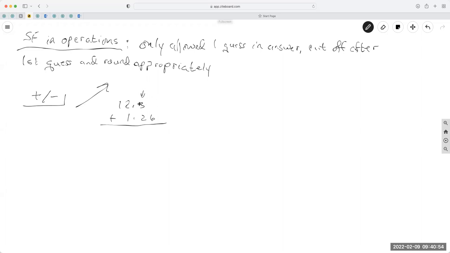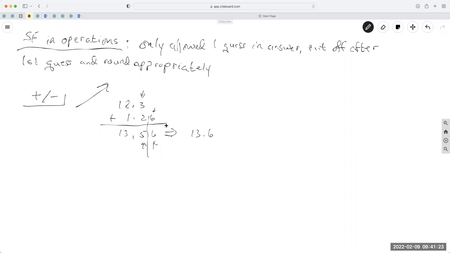I use an arrow internally just to keep track of what my guess is. Sometimes on an answer key, I might make it a different color, but it just helps me keep track. The six on this number is a guess. When I add these up, I get 13.56. Now I have two guesses, but I can't have two guesses. I'm only allowed one. So I'm going to cut off my answer right here, and a more correct answer would be 13.6.